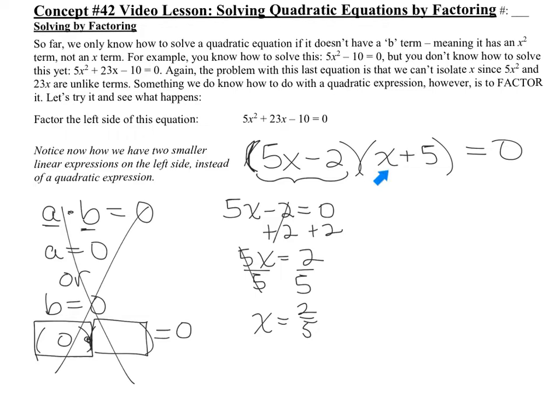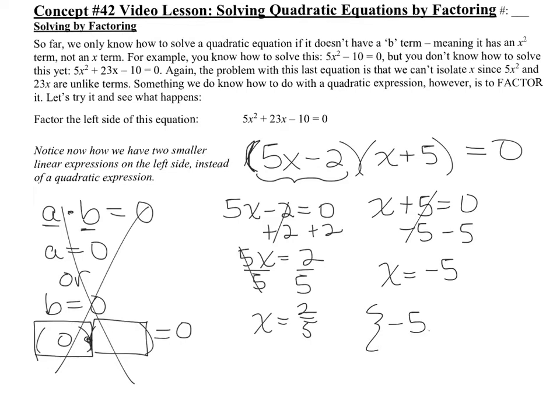So the other solution would be, what makes this set of parentheses equal to 0? So you set the same thing. Many of you might already know it's -5, but you just set that expression equal to 0, and you solve that equation for x, and you get that x is equal to -5. So the solutions to this equation are -5 and 2/5, and we often just write the solution in set notation. Let's go ahead and take a look at some more.